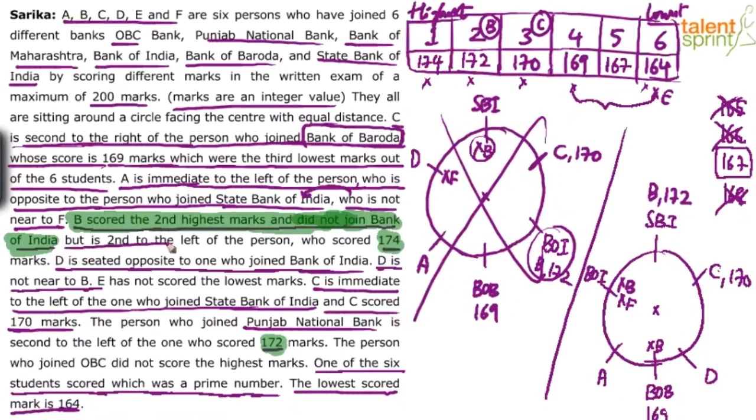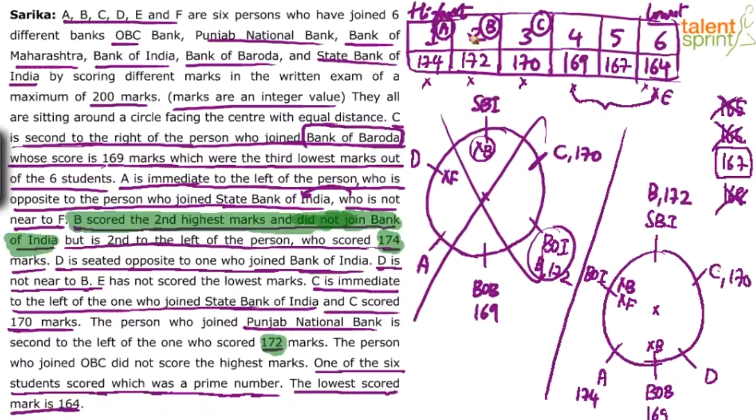It says B is second to the left of the person who scored 174 marks. Now B refers to the first person, right? So B is second to the left of the person who scored 174. Going by what we have discussed earlier, if B is second to the left of 174, 174 will be second to the right of B. Right of B is anti-clockwise. So second to the right of B, first and second, this will be 174. Right? So 174 is for A. That also is fixed.